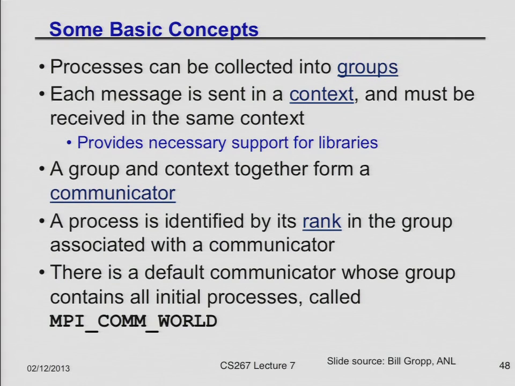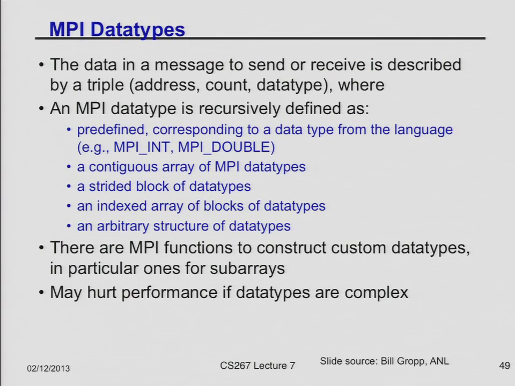So now, let's talk about data types. So I want to specify a data type. So I have to say where it begins in memory. I'm going to copy it out of my local memory. How much is it? And what's the type? Is it single precision floating point numbers, or integers, or whatever? But MPI lets you define rather complicated ones. And so it has some that are built in, like MPI int, MPI double. It knows about those. You can send a contiguous array of them.